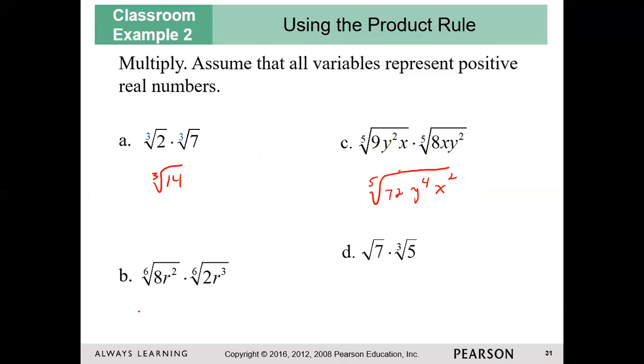Over here, the 6th root, again, is going to stay the same. 8 times 2 is 16. r squared times r to the 3rd is going to be r to the 5th. When you're multiplying like bases, add the exponents.